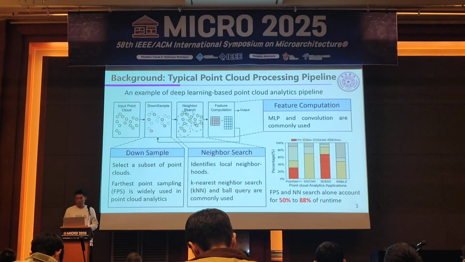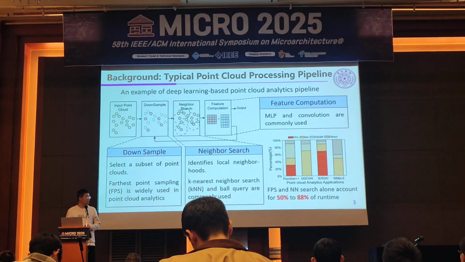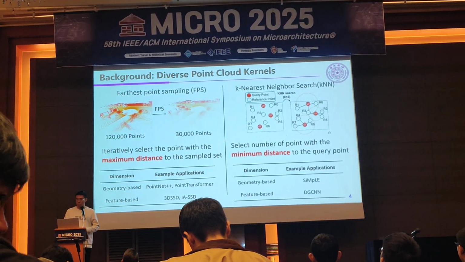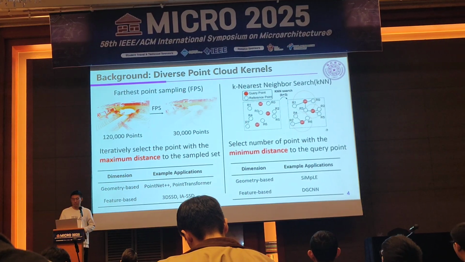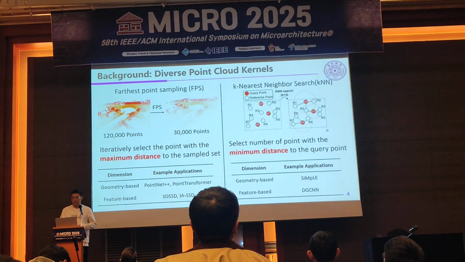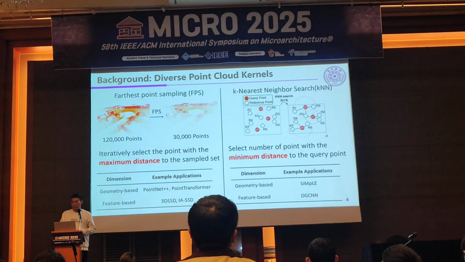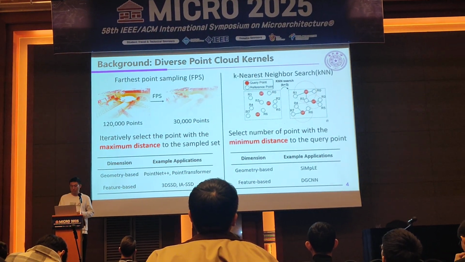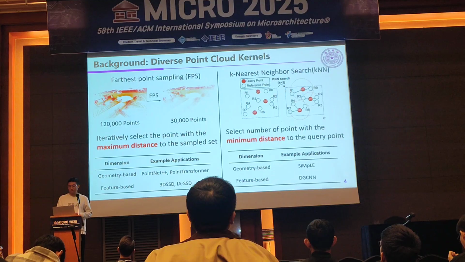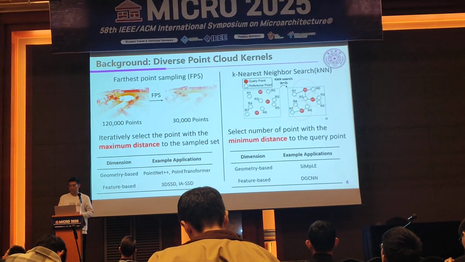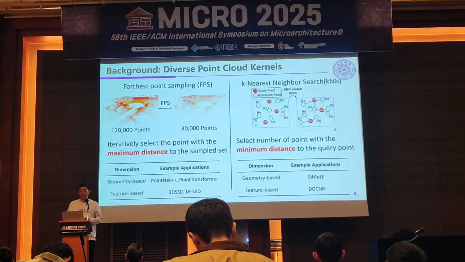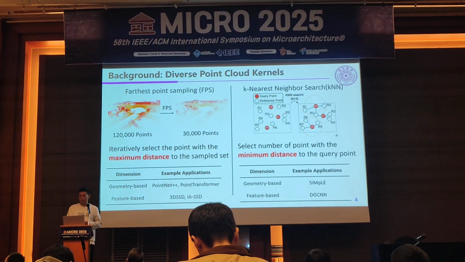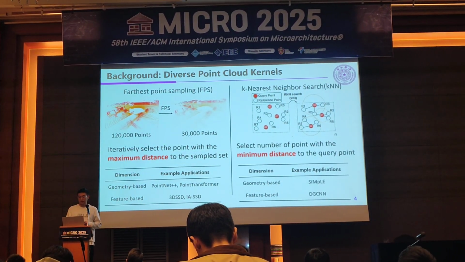Work focus on optimizing these key kernels. Let's look more closely at these two kernels. On the left side, FPS iteratively picks the point that is farthest from all previously chosen points. During each iteration, it first computes the distance between the sampled points and unsampled points, and finds the farthest unsampled point to the sampled point side.